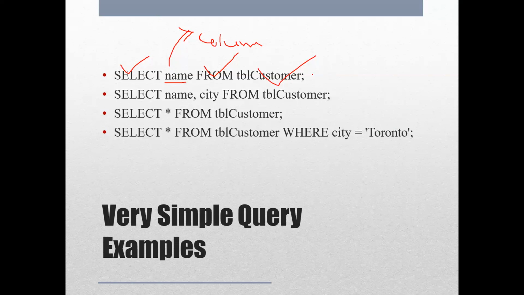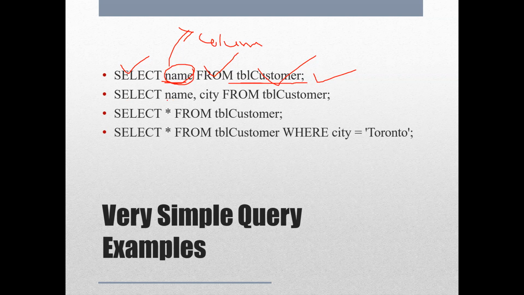So you know what this query is doing specifically: it's just selecting the name column from the table customer. That table customer might have 5 columns, 10 columns, 5 fields, 10 fields, we don't know. But it will come back with only one column, and that column is the name column. First query.